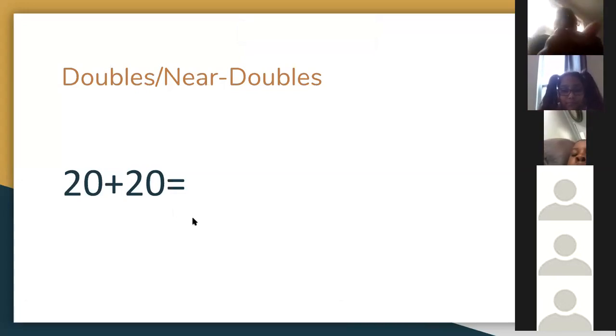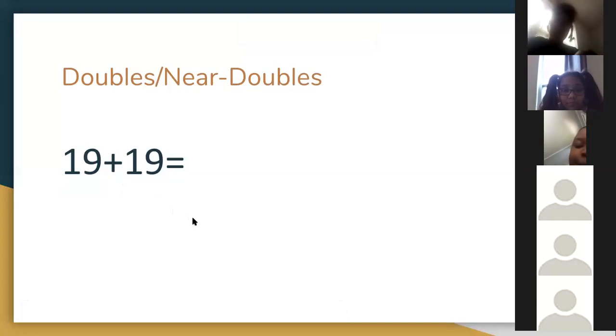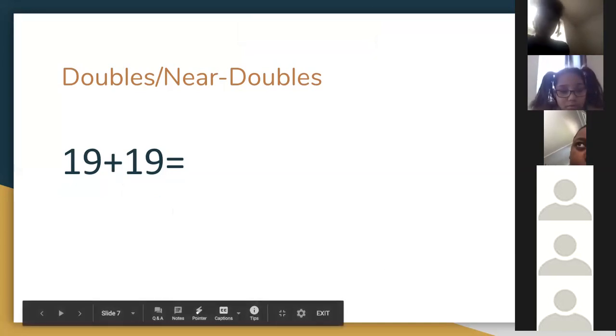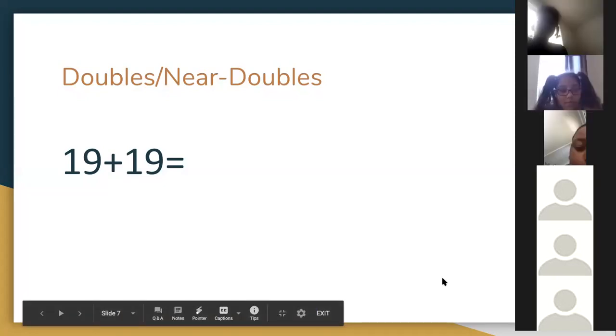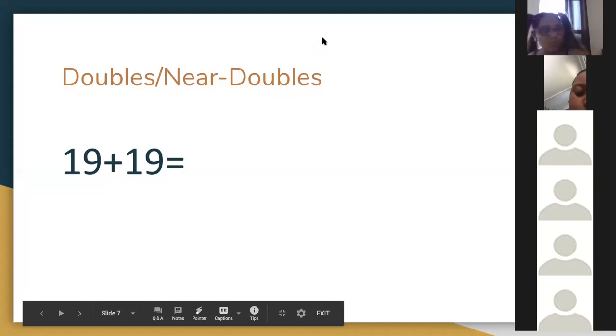All right, so let's talk about some strategies when you see this. I'd love to see lots of folks joining me. So when you see 19 plus 19, I'm going to scroll through here and see who's ready to tell me what that is. I hope everyone is working that out with the strategy.